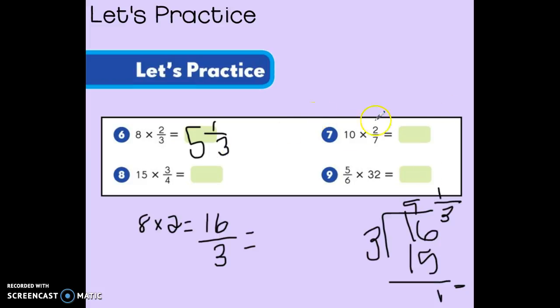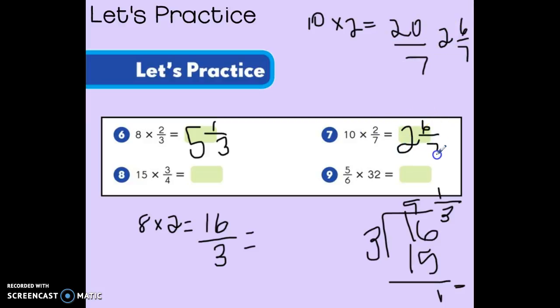Let's try one more. This next one, 10 times 2/7. So first I do 10 times 2, which is 20. And I leave 7 on the denominator. Well, 20/7 is an improper fraction. I know 7 goes into 20 2 times, and that's 14. That's 14, 15, 16, 17, 18, 19, 20. I need 6 more out of 7, so my final answer is 2 6/7.